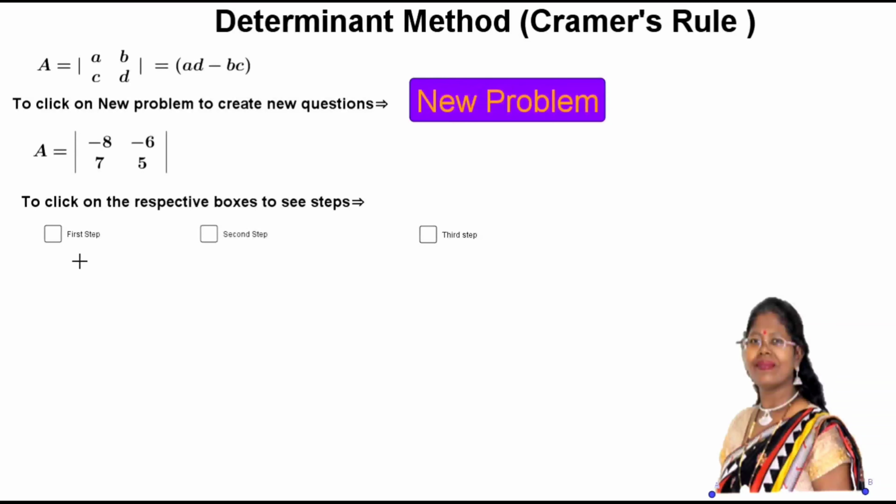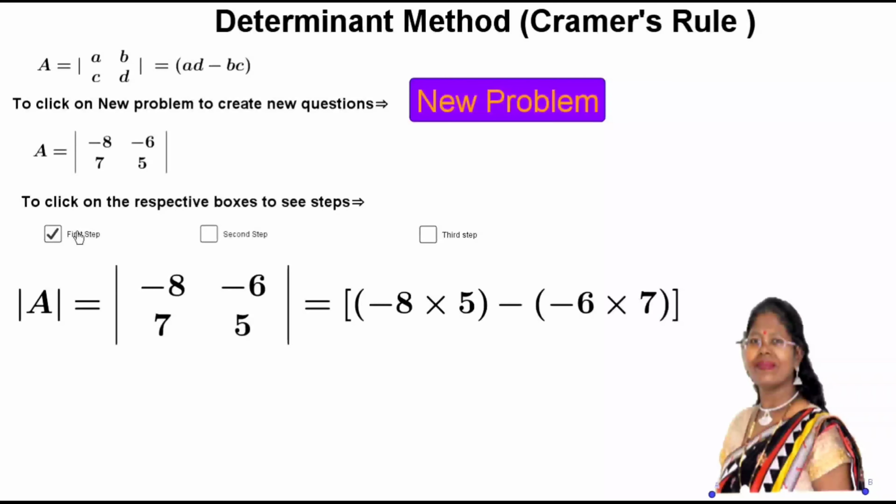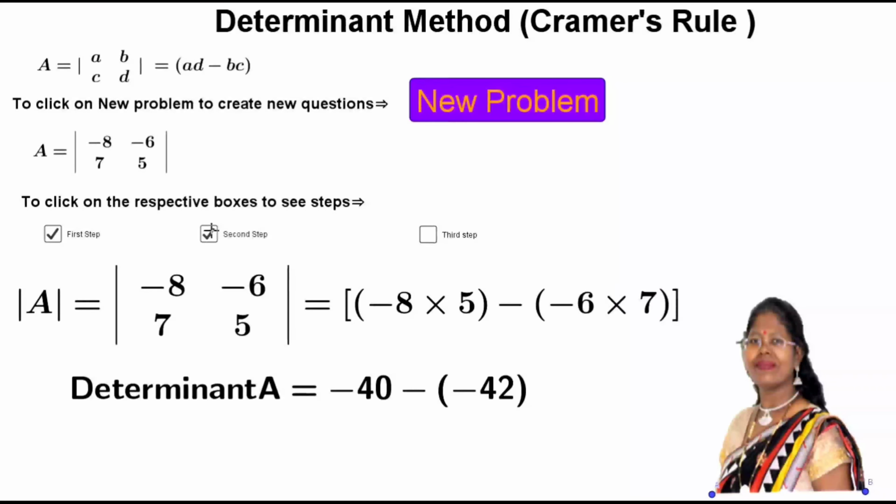New problem. Click on the first step, you will get the first step. Click on the second step, you will get the second step. Check, is it the right answer? Minus 8 into 5 is minus 40, minus 6 into 7 is minus 42. See the third step, you will get 2 because minus 40 minus minus 42, that is plus 42, minus 40 is equal to 2.